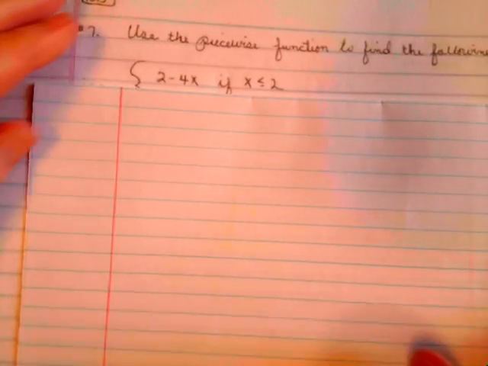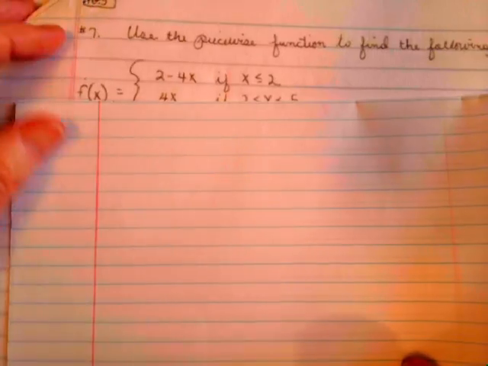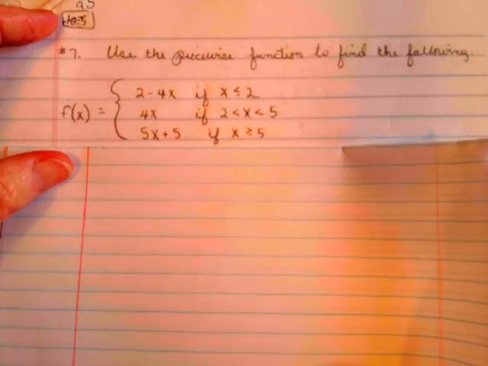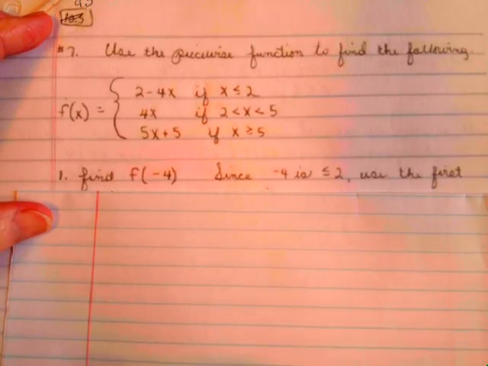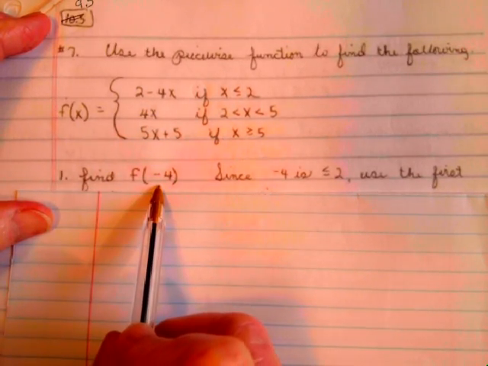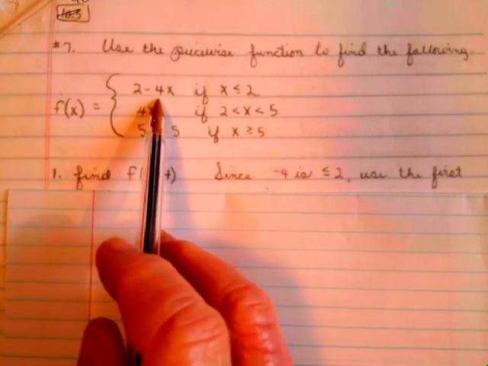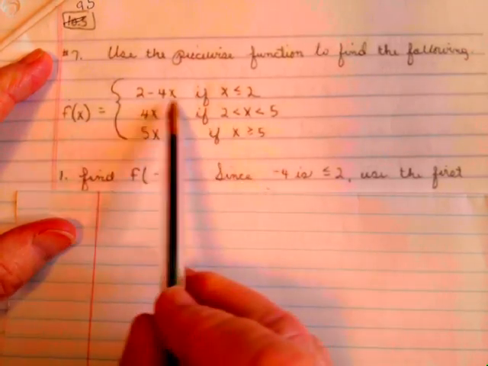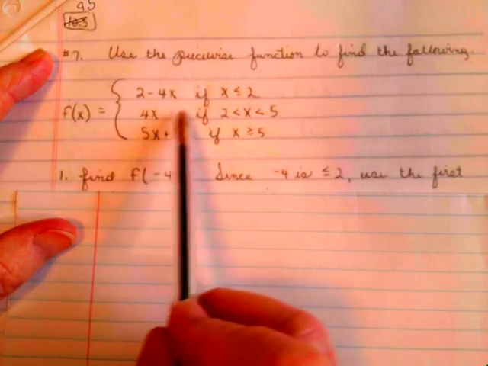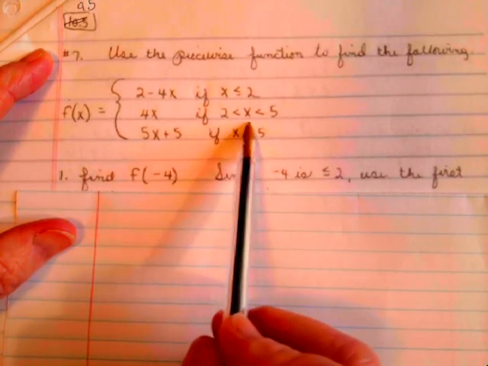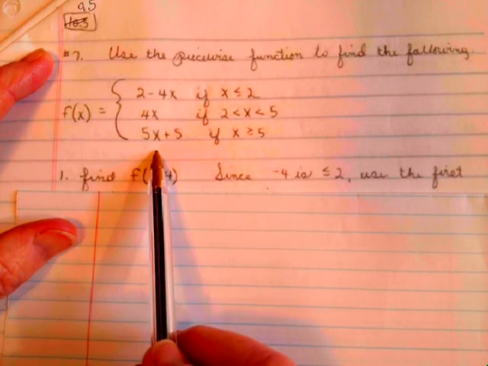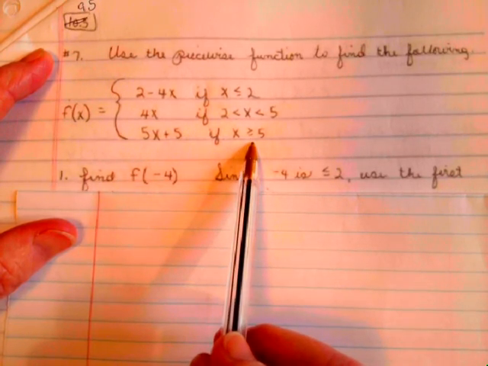These problems on homework are multiple choice. When you've done that with your calculator, you just choose A, B, C, D, whichever is the correct answer. Number 7 on homework. Use the piecewise function to find the following. Find f of negative 4 if f of x is 2 minus 4x if x is less than or equal to 2, 4x if 2 is less than x is less than 5, 5x plus 5 if x is greater than or equal to 5.